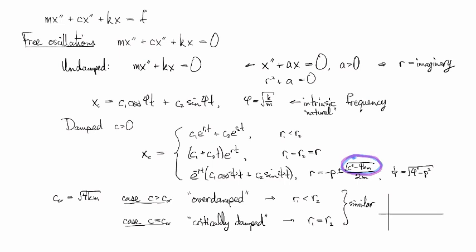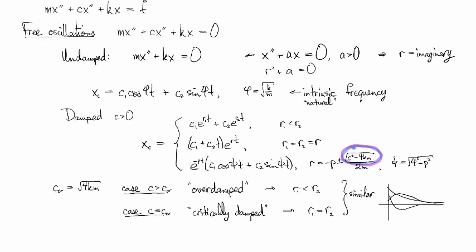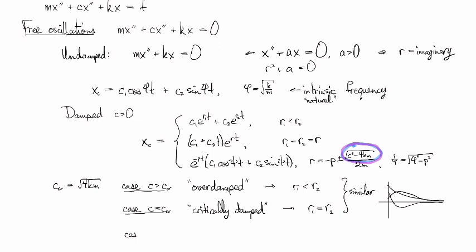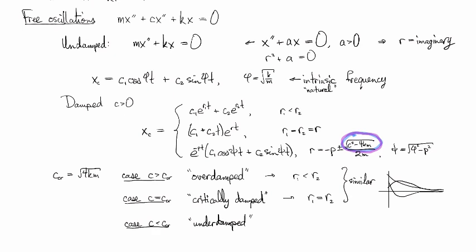You can have something where it decays, or maybe decays like this, or it can even pass through equilibrium once, but only at most once. You have some kind of solution that looks like that. As opposed to the underdamped case, where we get the complex conjugates kicking out a sine and a cosine.